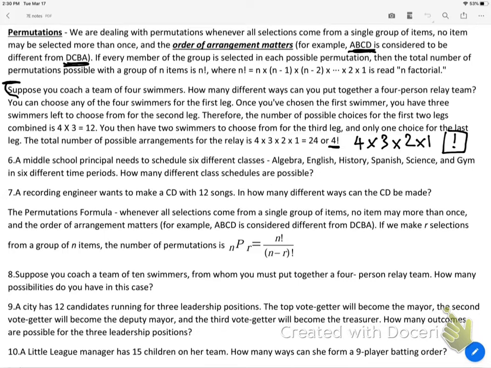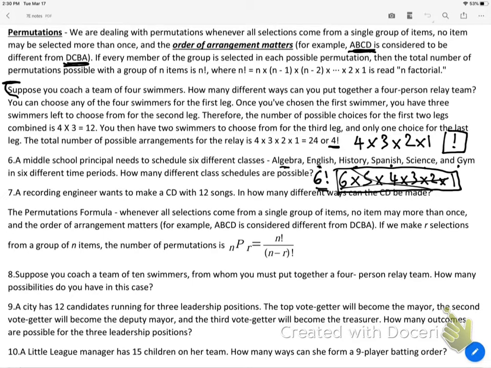A middle school principal scheduled 6 different classes. So again, 1, 2, 3, 4, 5, 6. If I pick algebra to go first, let's say during the day, I've got 6 things to choose from: algebra, English, history, Spanish, science, and gym. If I've picked one, then I've got 5 things to pick from. Pick that one, I've only got 4 left to pick from, and so on. But what we're saying here is this is going to be 6 factorial. And again, much easier to put in your calculator than starting to type all this in, okay? But that's what that means.